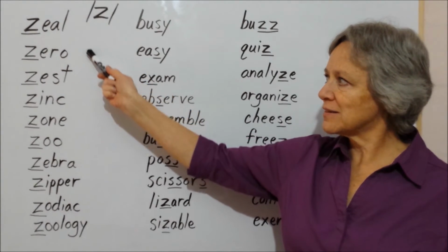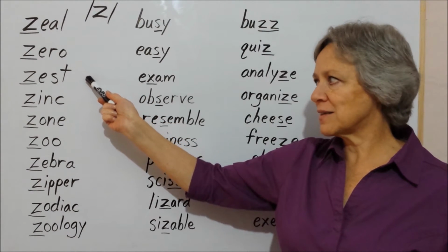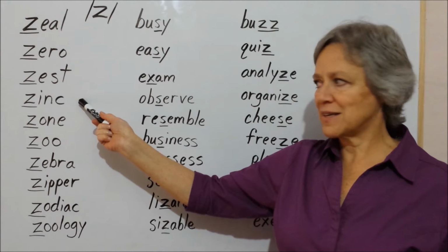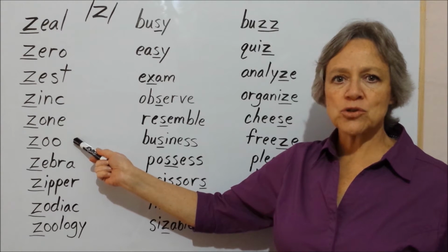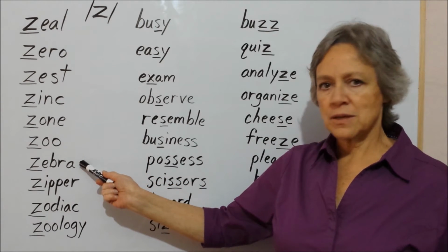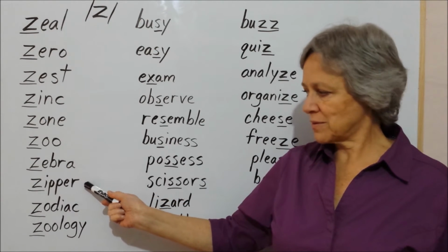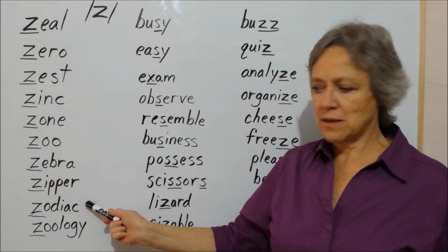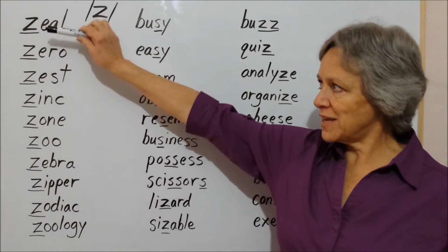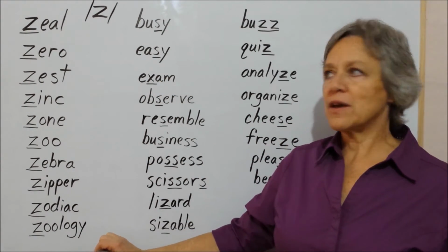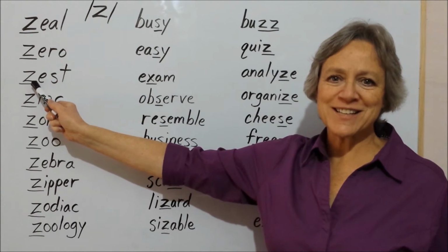Zeal, zero, zest, zinc, zone, zoo, zebra, zipper, zodiac, zoology. Please notice that in each one of these words, the z sound is made by the letter Z.